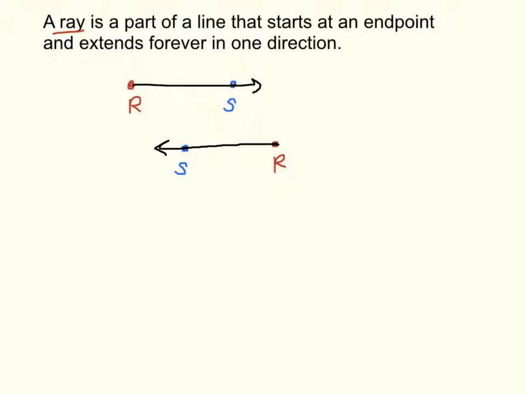There is only one way to name this ray. The only way is by starting at the endpoint. You have to start at the endpoint. So in this case, we start at point R. And then you can name any other point on the line. So we could say this is ray RS. You cannot do this. That does not work. The arrow always points to the right. So this example here, we start at R, we go through S. Therefore, it is called ray RS, that looks just like this.